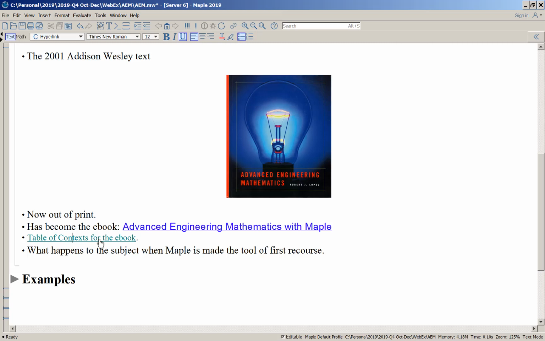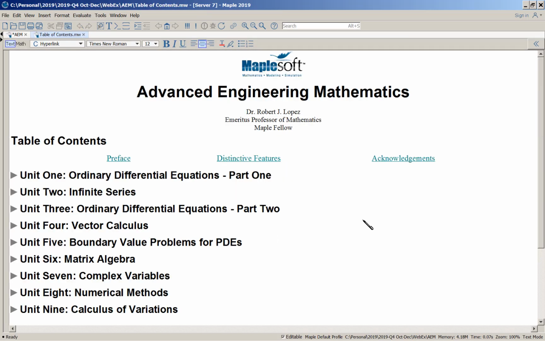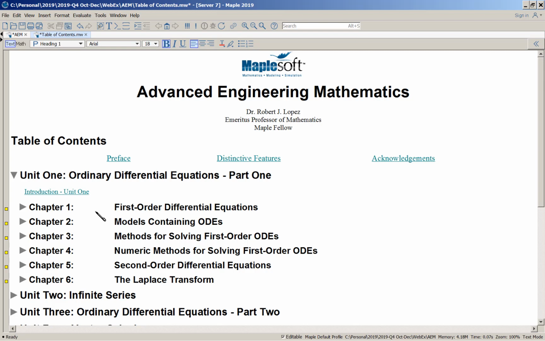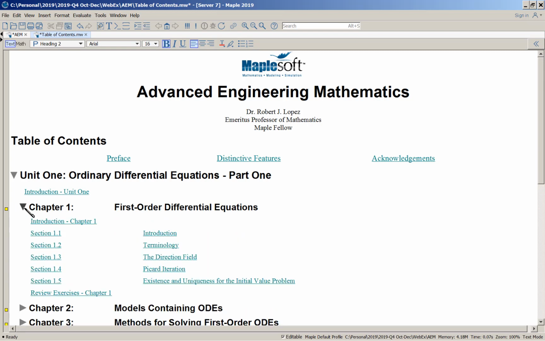Now, the ebook has this structure. There's a table of contents, and here is the preliminary matter. There are 9 units. Each unit has chapters. There are 48 chapters in total. Each chapter has sections, and there are 273 sections. So a user of the book would pick from this table of contents where they want to go, and it would take them to the appropriate section. And I will show you what some of those sections look like momentarily.